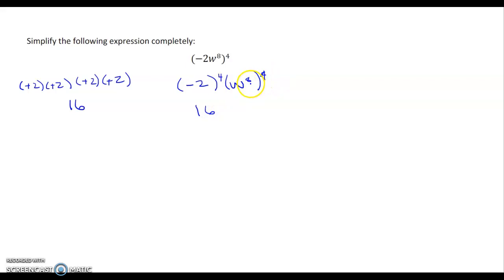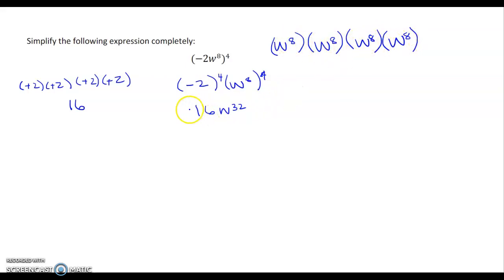Then we need to raise w to the 8th to the 4th power, so that's multiply, so 8 times 4 will get w to the 32. If it's hard to remember that, you can also think of it as writing it out. So we know w to the 8th to the 4th power means we're multiplying w to the 8th by itself 4 times. So it's like we have 4 w to the 8ths. And we can see there, if we add all those 8s up, we're going to end up with w to the 32. So that's how you do that one.